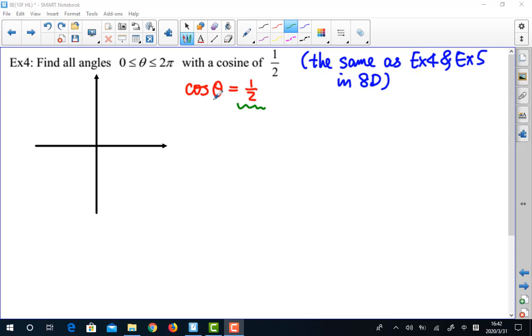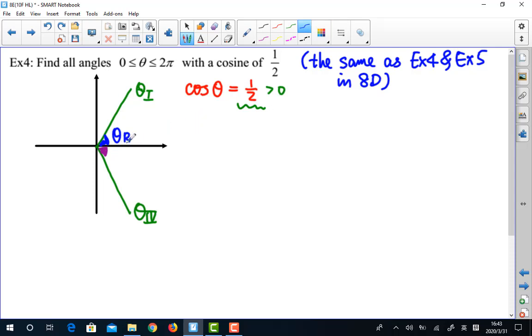The first step, let's look at this cosine ratio to determine the possible quadrants. Cosine is positive. Therefore, this angle can be in quadrant 1 or quadrant 4. Step 2, find its reference angle. The reference angle for quadrant 1 is this one. The reference angle for quadrant 4 is this one. These two reference angles must be the same. I only need to find one of them.